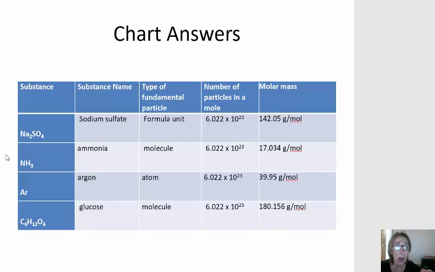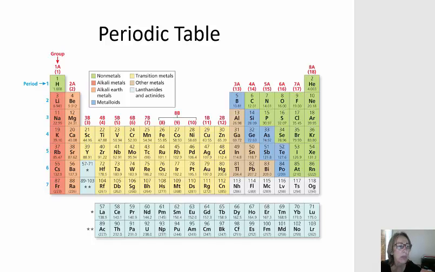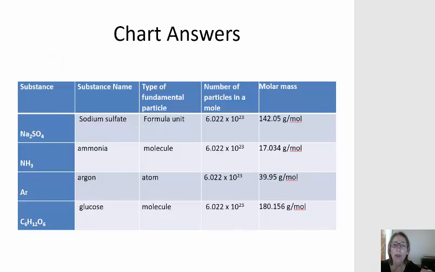Now the molar mass is calculated for compounds and found on the periodic table for the element. If you need a reminder of how to calculate the molar mass, there's a video on that. It's called Molar Mass of Molecules.